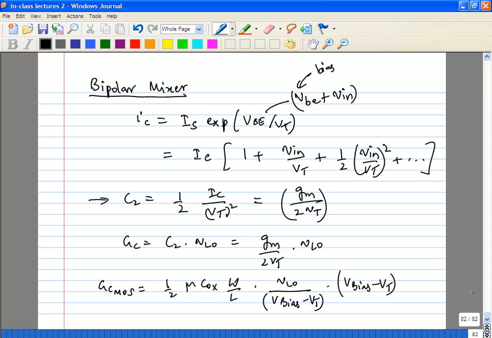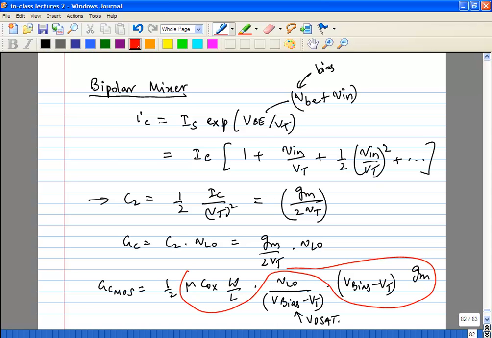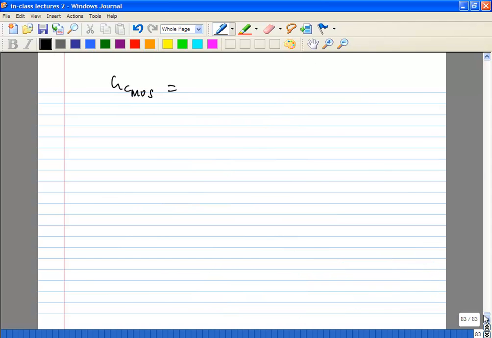Okay, we're going to multiply and divide by V bias minus Vt. Okay, so the 2 has to be included with that. Yeah, that is C2. You're right. Let's just try to look at this thing.